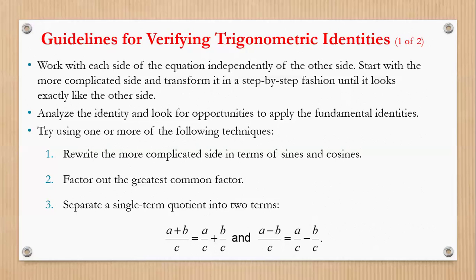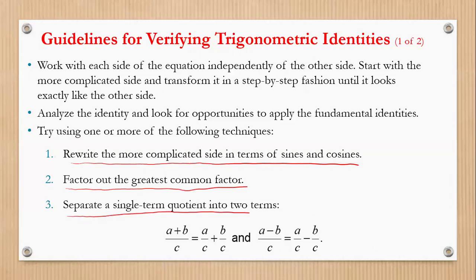There are some techniques that you can use when you're verifying identities. Sometimes it's better to rewrite the more complicated side in terms of sine and cosine because we have more formulas for sine and cosine to simplify and replace. Sometimes you may need to factor a common factor out of two or three or more terms. Sometimes you also may need to separate one single fraction into two fractions.